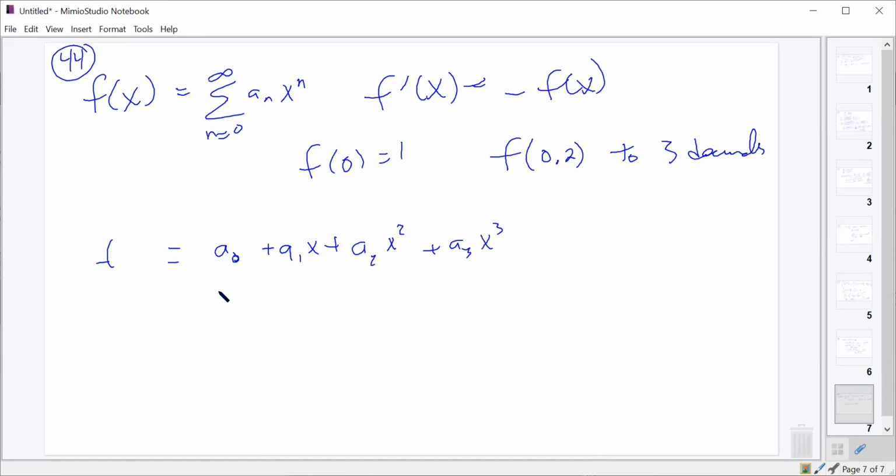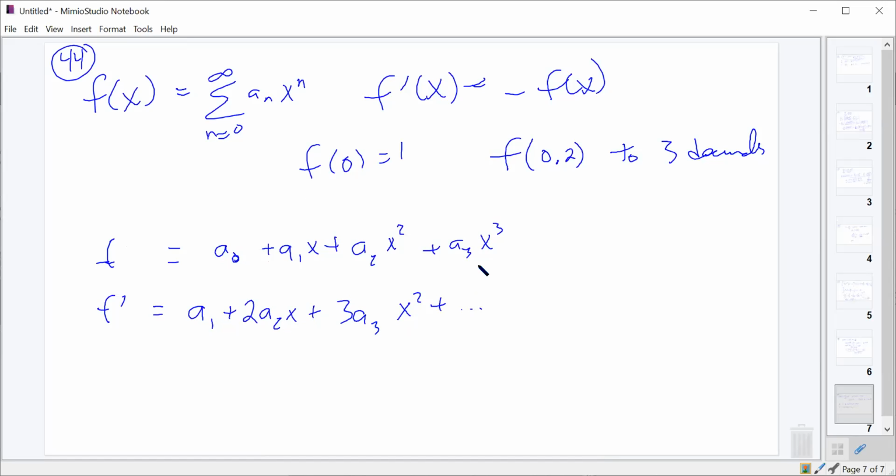And then if we were to find f prime, then first off, a sub 0, right? If f of 0 is 1, then that means that a sub 0 must be 1. And so the first derivative there, that's just a constant, that's going to disappear. And we should just end up with a sub 1 plus 2 times a sub 2 times x plus 3 times a sub 3 times x squared, and so on. So that should be what f prime of x is equal to.